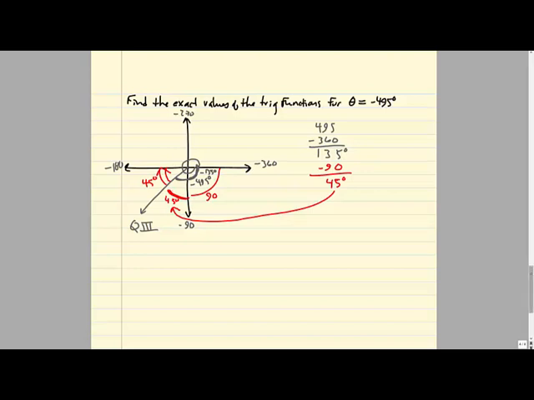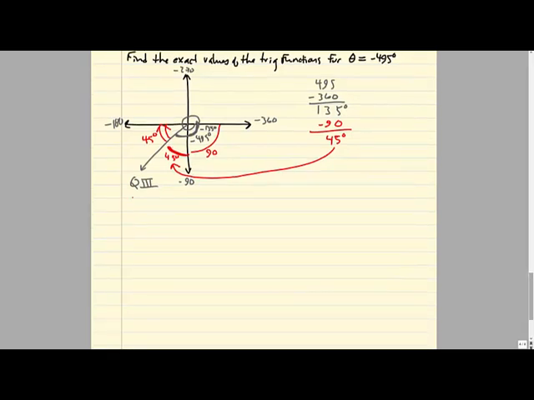Now down in quadrant 3, what do we know? We know cosine is positive. I'll just say greater than 0.